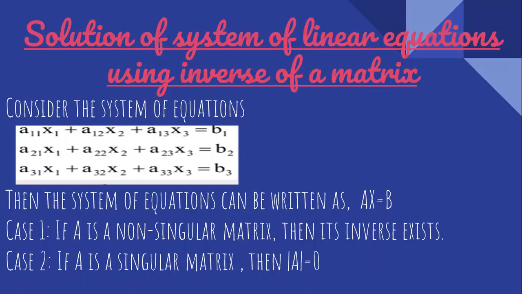Solution of system of linear equations using inverse of a matrix. Consider the system of equations: a11 x1 plus a12 x2 plus a13 x3 is equal to b1. a21 x1 plus a22 x2 plus a23 x3 is equal to b2. a31 x1 plus a32 x2 plus a33 x3 is equal to b3. Then the system of equations can be written as AX equals B. Case 1: if A is a non-singular matrix, then its inverse exists. Case 2: if A is a singular matrix, then the value of determinant A is equal to 0.